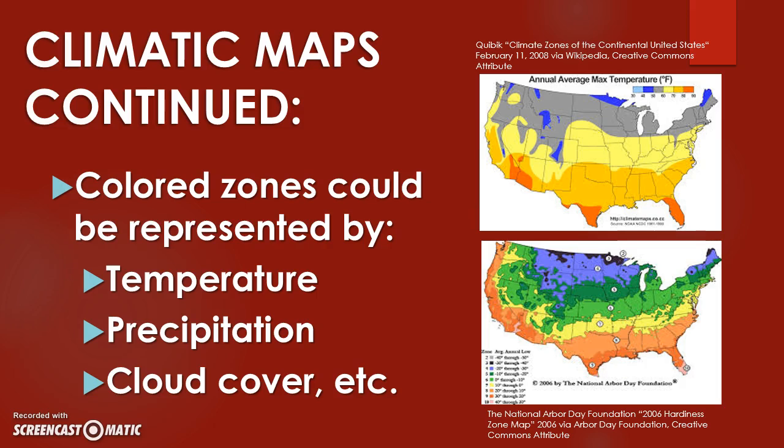Moving on. Climatic maps continued. These colored zones could be represented by temperature, precipitation, cloud cover, like I said previously. They show any kind of data that you want. It could also be population, which shows up in a lot of maps. Population is represented a lot.